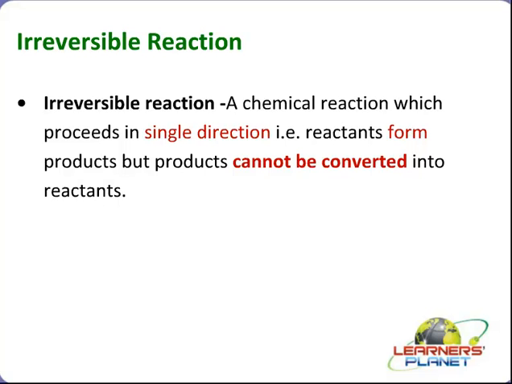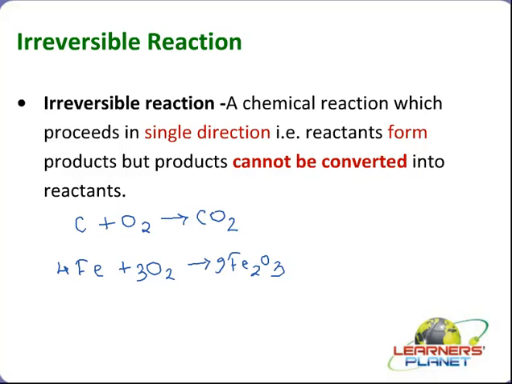Let's take an example of carbon plus oxygen gives carbon dioxide. In this case, carbon reacts with oxygen giving carbon dioxide, but this carbon dioxide cannot be reversed back to carbon and oxygen. It is one way. Like we took the example of iron reacting with oxygen giving iron oxide, that is Fe2O3. Here it was 3 O2, 4 Fe and 2 Fe2O3.